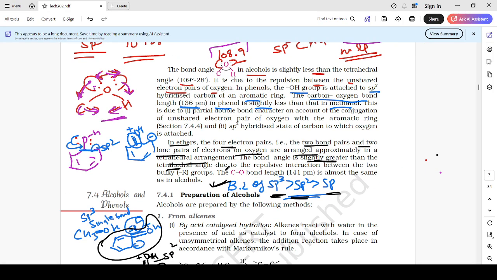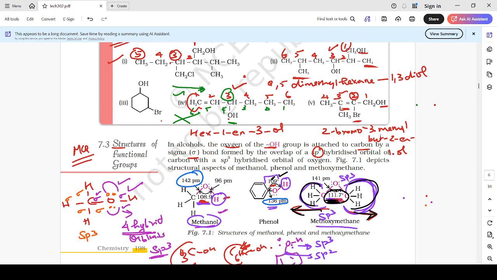That's what they are saying. The bond angle is slightly greater than the tetrahedral angle due to the repulsive interaction between the 2 bulky R groups. Right? And look at the bond length here, it is 141 picometer. It is almost the same as your 142 picometer, not much change. Very minute changes there. Okay?